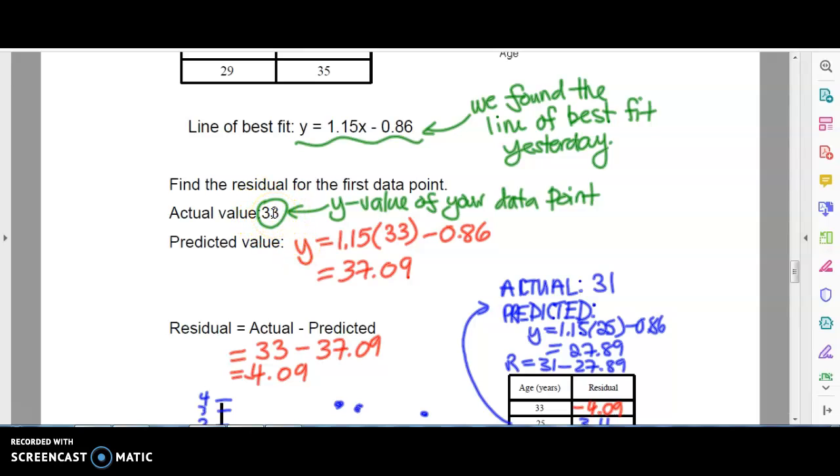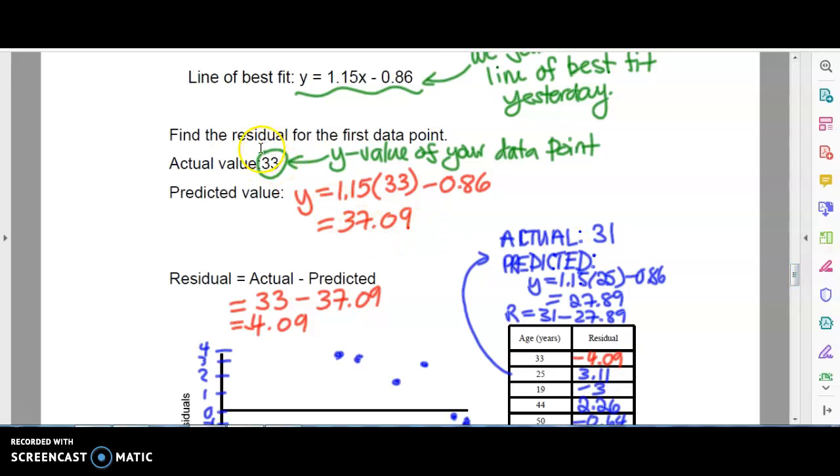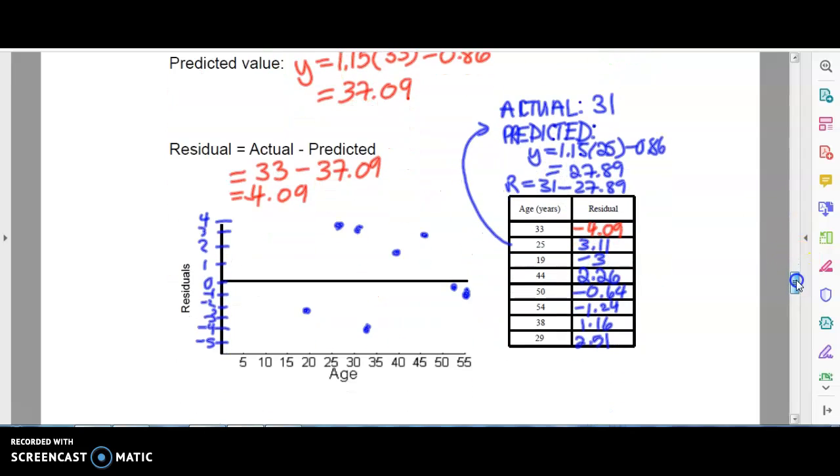So what's the difference between the two? We take the actual value of 33 down here and we subtract the predicted value of 37.09, and it tells us then that the difference is negative 4.09, right? So the actual value was 4.09 below the predicted value. Okay, and then we can see on our graph here, we have our horizontal axis here at the 0, and then at an x value of 33, we are 4.09 right there below that horizontal.